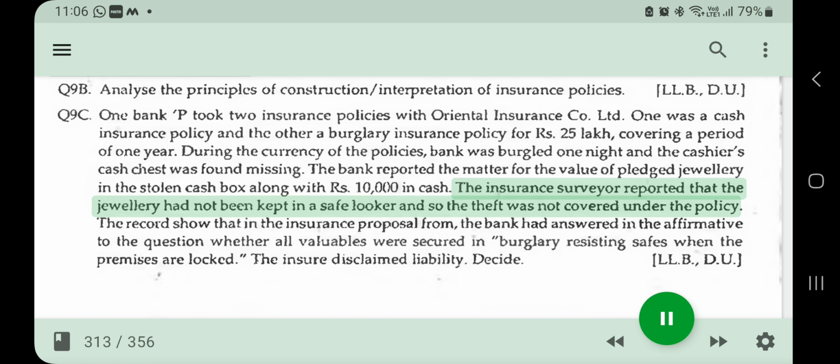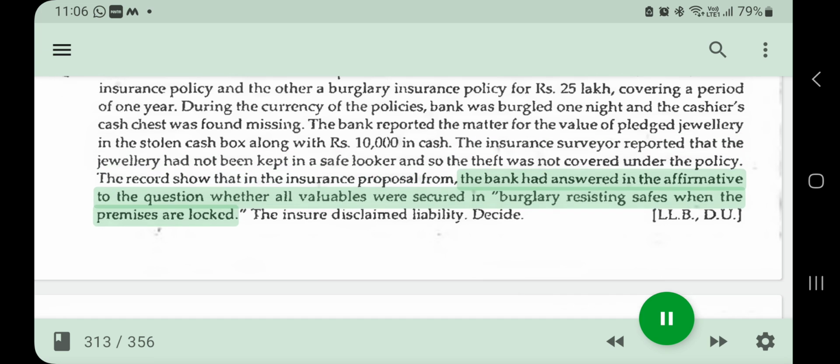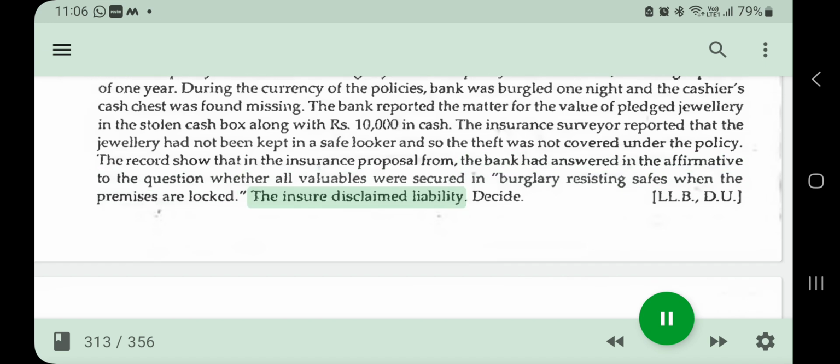The insurance surveyor reported that the jewelry had not been kept in a safe locker and so the theft was not covered under the policy. The records show that in the insurance proposal form, the bank had answered in the affirmative to the question whether all valuables were secured in burglary-resisting safes when the premises are locked. The insurer disclaimed liability. Decide.